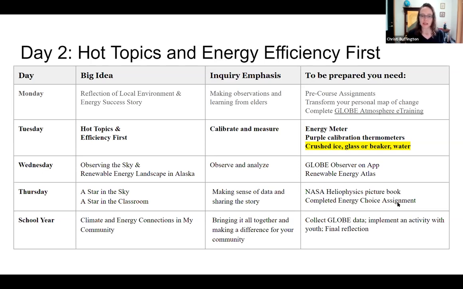You will need today your energy meter. You will need your purple calibration thermometers. And then during the intermission, you'll need some crushed ice, some sort of glass or beaker that you can see through, and some water. And I only have big ice. So what I do is I put them in a Ziploc bag, and I take something and pound it down to make crushed ice, and it only takes about a minute.